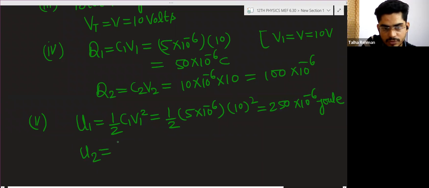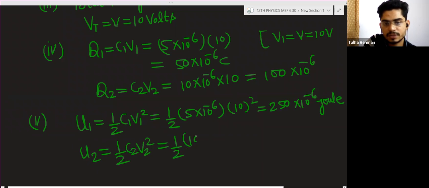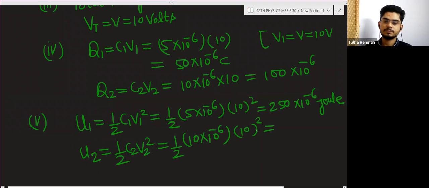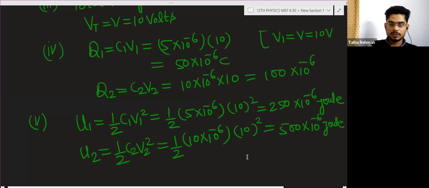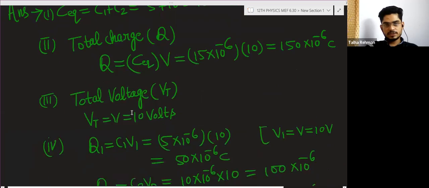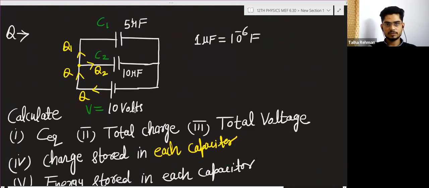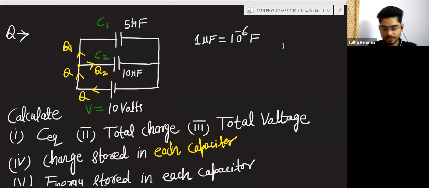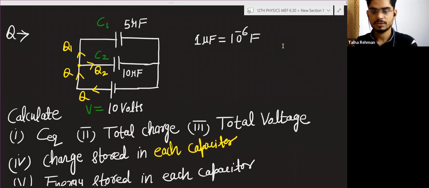For U2, half C2 V2 square, half into 10 to the minus 6 into 10 square, this will become 500 into 10 to the power minus 6 joule. Okay, please note it down. Very, very easy question this is.